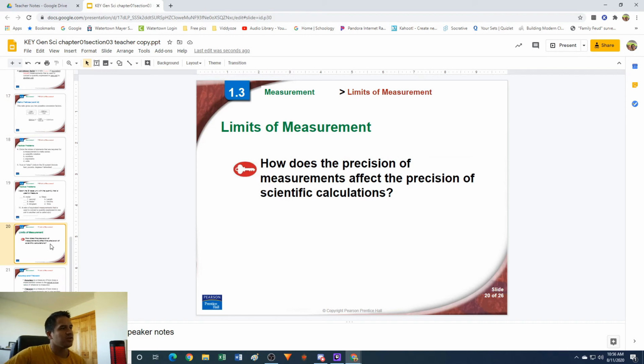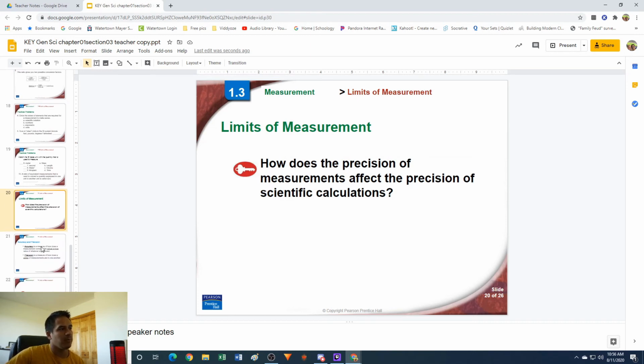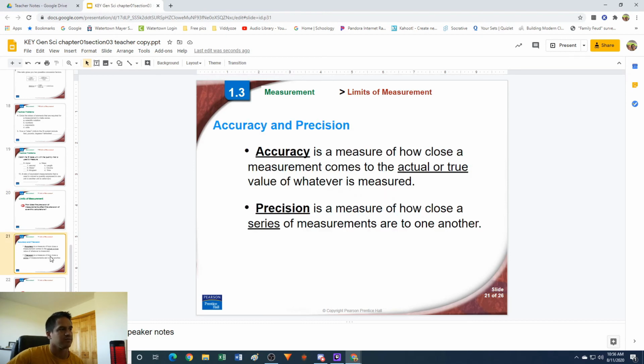All right, last bit here is talking about the limits of our measurement. So what is precision and how does that affect our calculations? There's actually two words we're going to talk about here, accuracy and precision. Both of these words you may think are the same or very similar, and they kind of are, but they have some slight differences, okay?